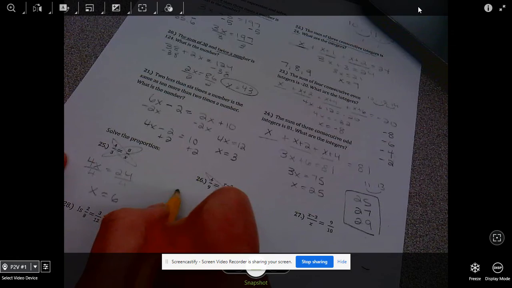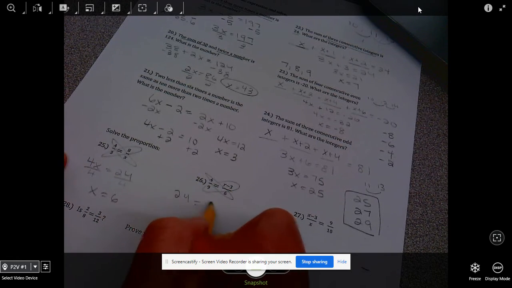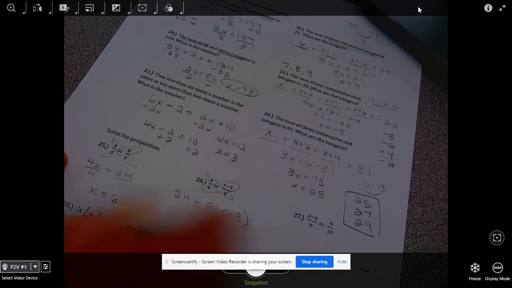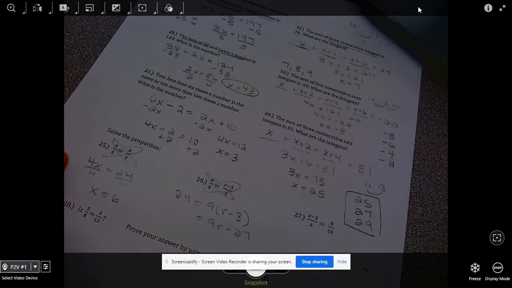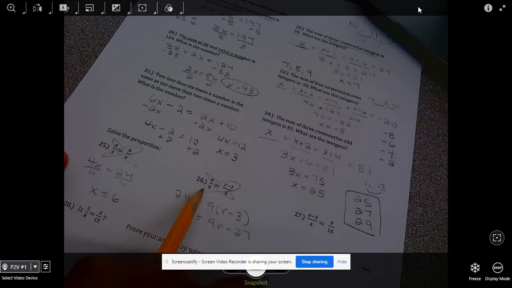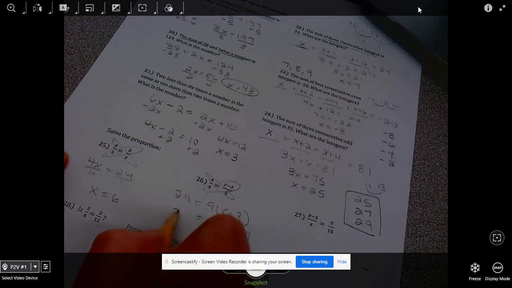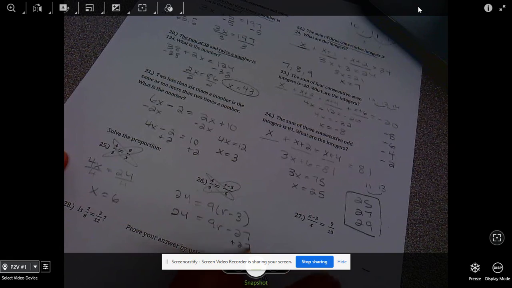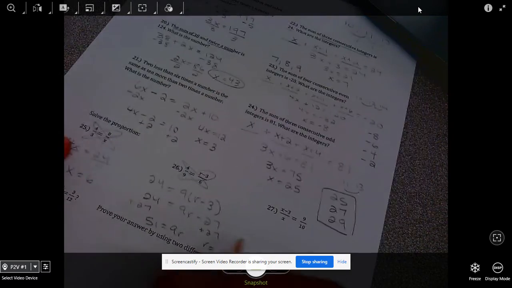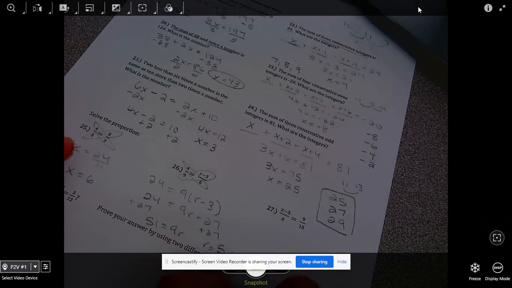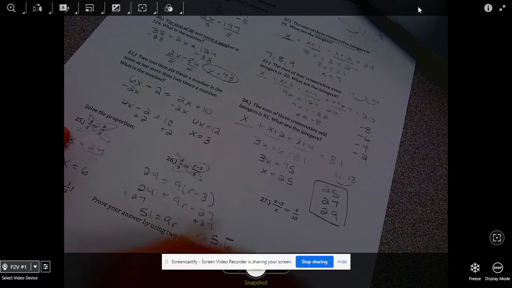Next one, 4 times 6 is 24. 9 times the quantity r minus 3. Make sure you're using parentheses so that you can distribute to both terms, that 9. It's not 9 times r, it's 9 times both of these. When I add 27 to the other side, I'm going to get 51 equals 9r. Well, if you divide both sides by 9, what do you get? 5.6 repeating. You could leave it as 51 divided by 9, but you don't have to.